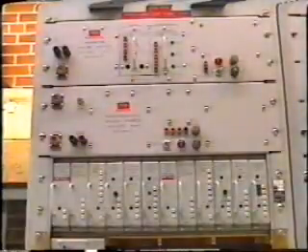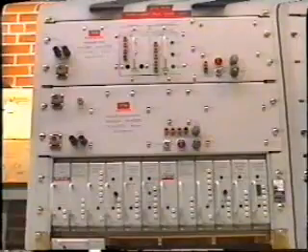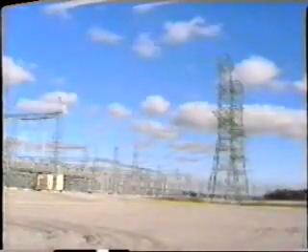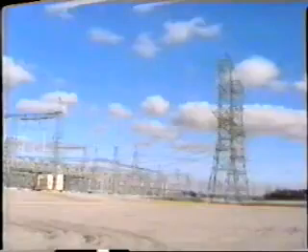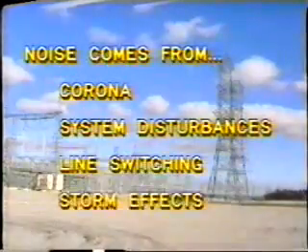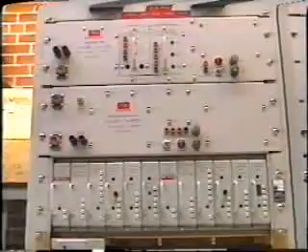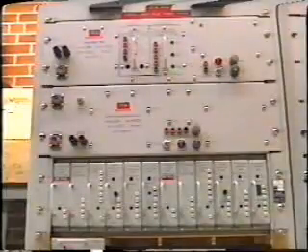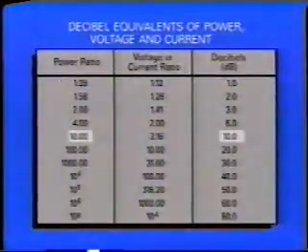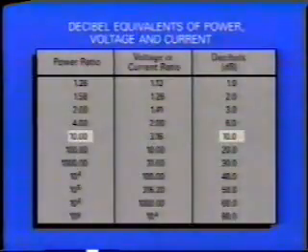The receiver is very sensitive and can work with very low power signals, say a few milliwatts, or even less, provided the signal is clean and undistorted. Unfortunately, this is not usually so. Operation of the power line provides a lot of interference or noise in contrast to the carrier signal. The noise comes from corona, system disturbances, line switching, storm effects, and so on. You will often see signal-to-noise ratio expressed in dB. A typical value will be 10 dB. That means the signal strength is 10 times that of noise.